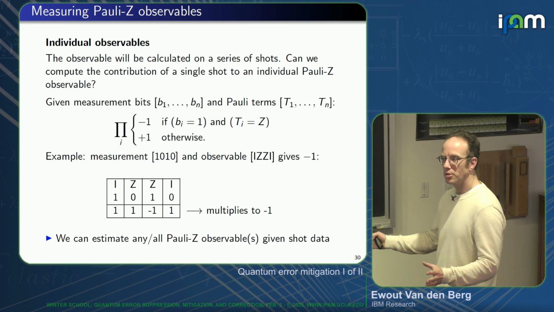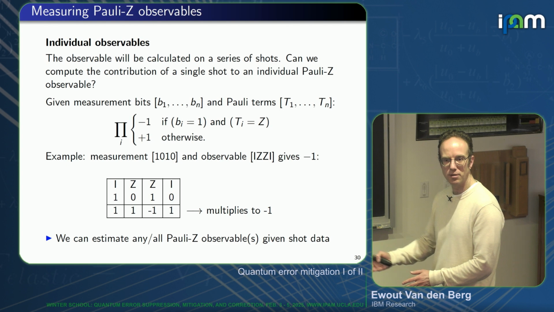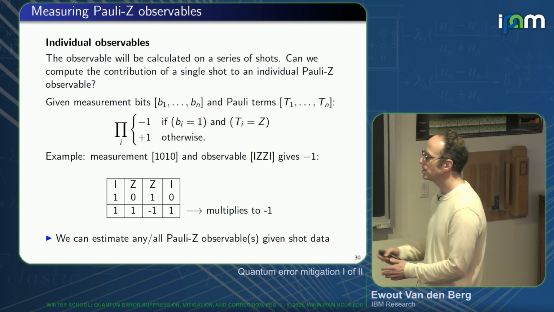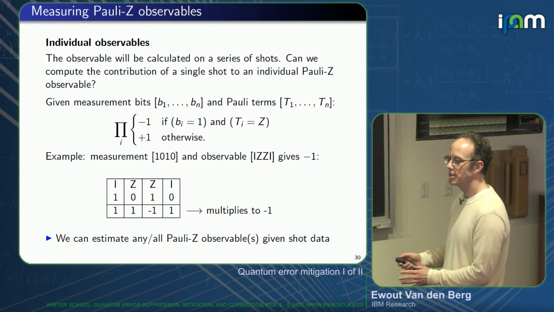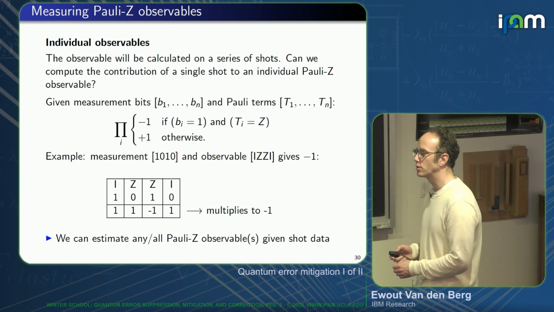Now, given a bunch of shots, that also means you can just select any number of Pauli Z observables you want to measure based on it. There will be correlated errors, of course, in statistics, but otherwise you can evaluate the observable expectation value for all of the 2 to the n Pauli Z observables.